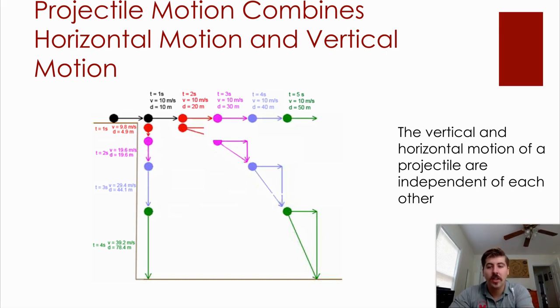If we look here, we've got the horizontal motion going at a constant speed the whole time. The vertical motion is being affected by 9.8 meters per second every second. And when we combine that, it makes that arc that goes down. They are not affecting each other, but the ball is having both of those things happen to it at the same time. So it goes in the middle, in between those two things.